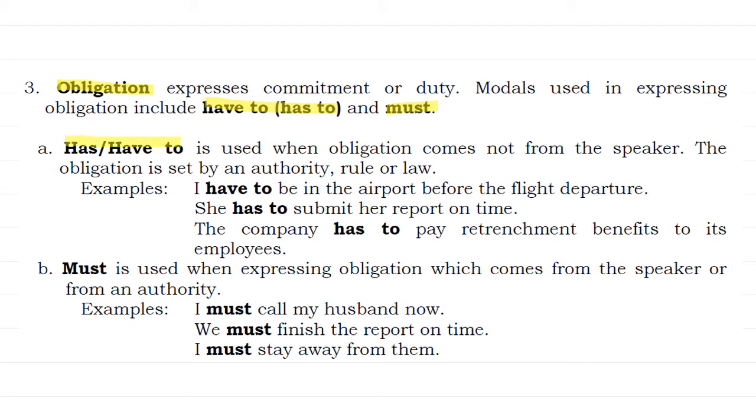Has to or have to is used when obligation comes not from the speaker. Again, when the obligation comes not from the speaker, the obligation is set by an authority, rule, or law. Examples: I have to be in the airport before the flight departure. So, it is an obligation set not by the speaker but set by the airport.